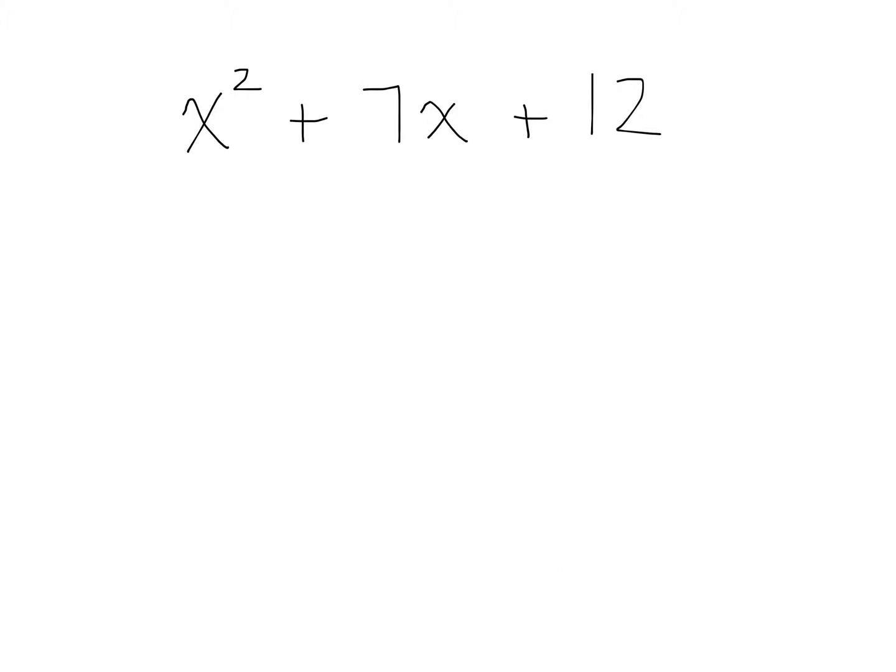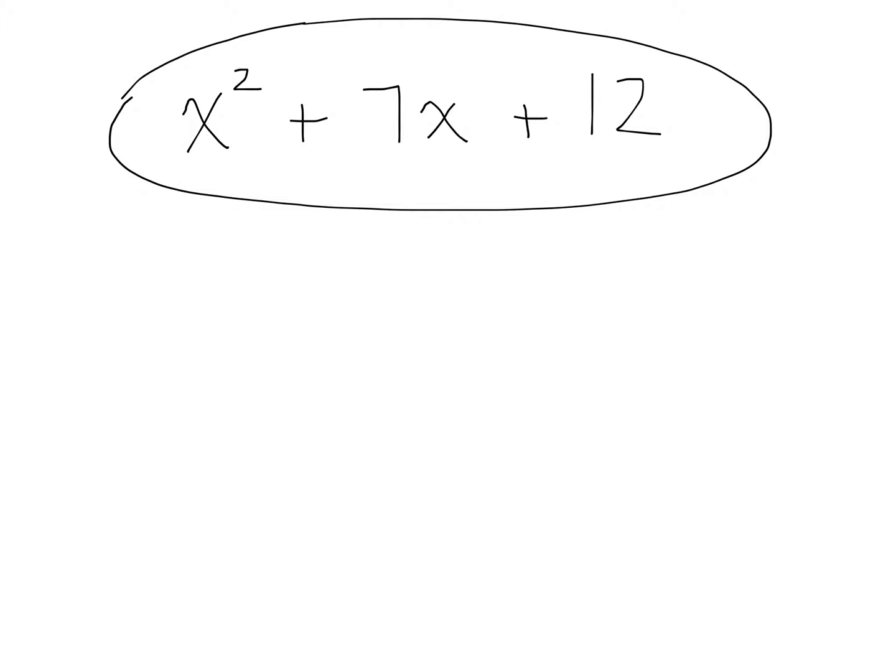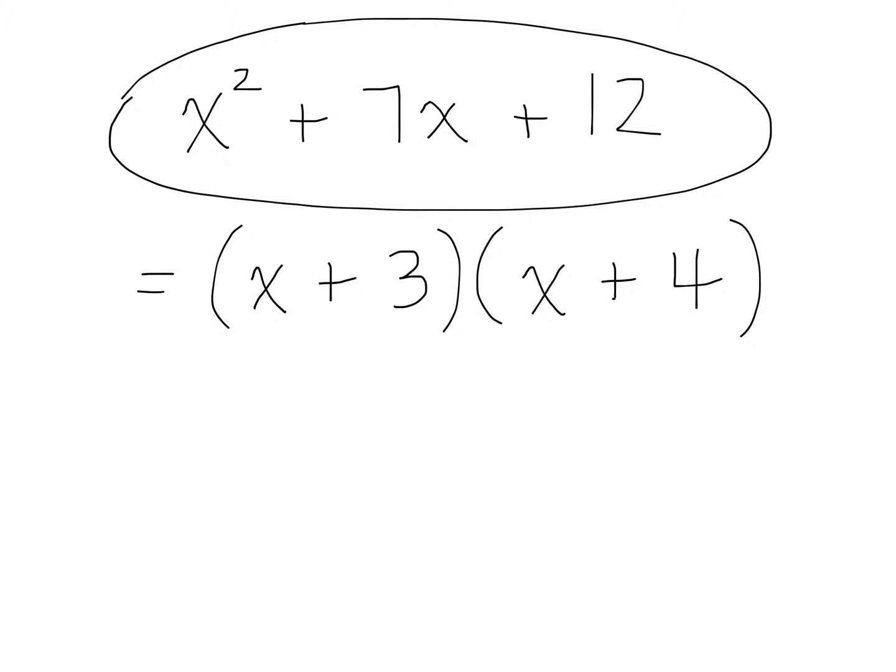So this was the example that was given, and they gave you the answer. We're just going to observe it to figure out why this works. In factored form, this was written as x plus 3 times x plus 4, right? We just did the opposite. We expanded it, and we got that as the answer.